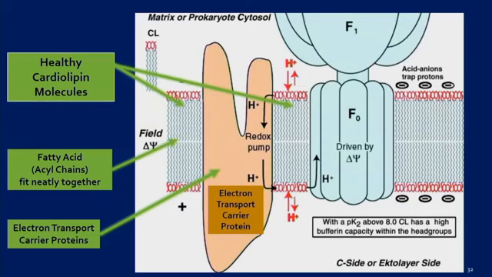If you look at the cardiolipin molecules I have labeled there on the upper left, they sit next to an electron transport chain carrier protein. And if you'll notice, the fatty acid acyl chains fit together neatly. They interdigitate properly, and that's critical, all right?